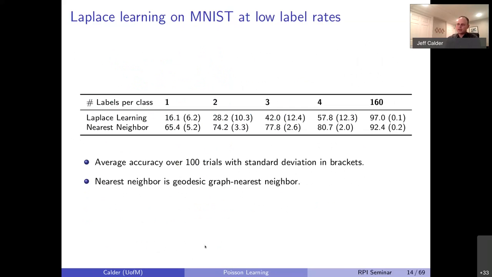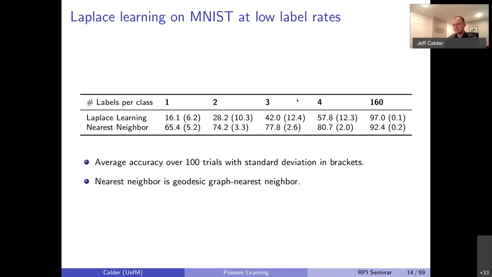So just to give you a quick example of how this works on MNIST, which is an easy data set by today's standards. If I have hundreds of labels per class, I can get very good results. So this is 160 labels per class, so that's 1600 labels total because I have 10 classes. So I can get 97% accuracy labeling all the other 70,000 minus 1600 images.